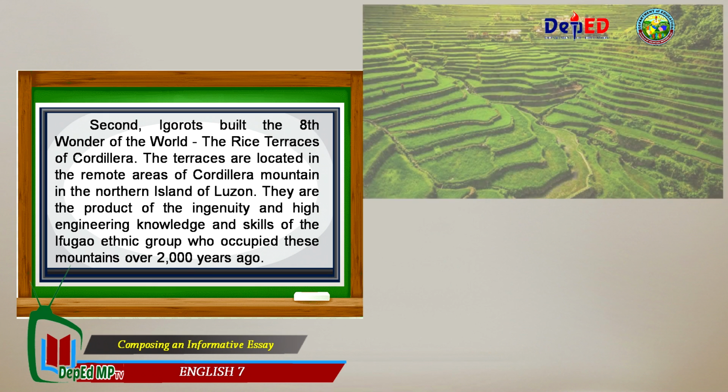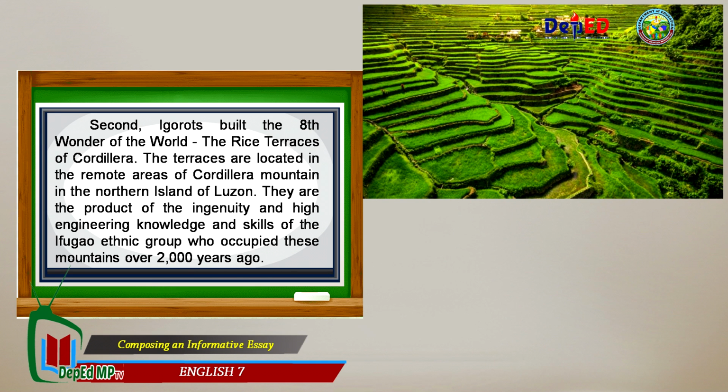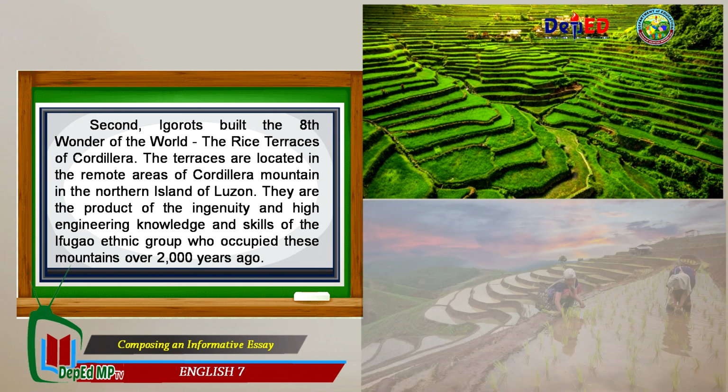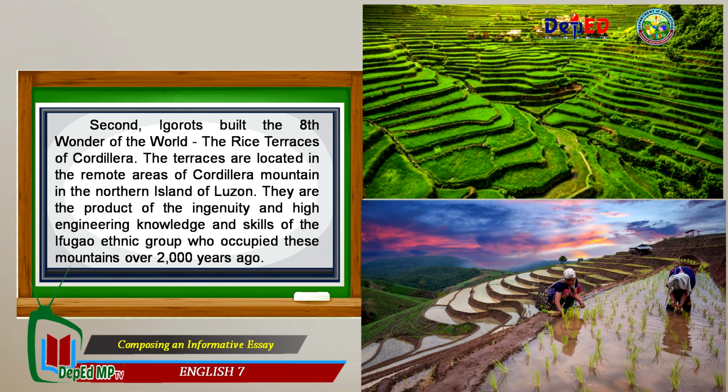Second, Igorots built the eighth wonder of the world, the rice terraces of Cordillera. The terraces are located in the remote areas of Cordillera Mountain in the northern island of Luzon. They are the product of the ingenuity and high engineering knowledge and skills of the Ifugao ethnic group who occupied these mountains over 2,000 years ago.